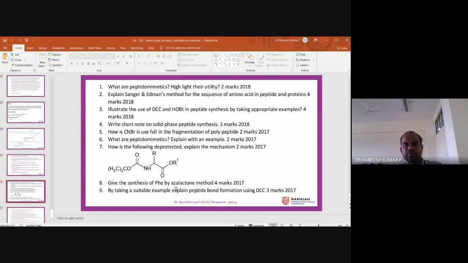Then give the synthesis of Phe. This Phe stands for phenylalanine by the azlactone method. So how the azlactone is obtained, and how using azlactone phenylalanine is synthesized, that you have to mention. By taking a suitable example, explain the peptide bond formation using DCC. DCC is the method. By employing this method, one can do activation and coupling in a single step. You have to write that the N-protected amino acid is treated with DCC to form an O-acyl urea. That O-acyl urea is treated with an unprotected amino acid.